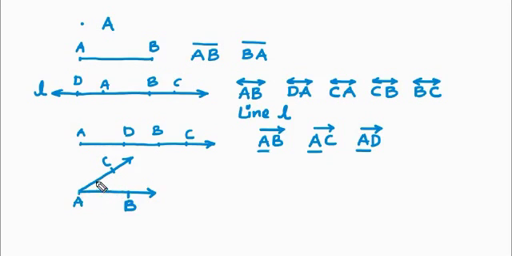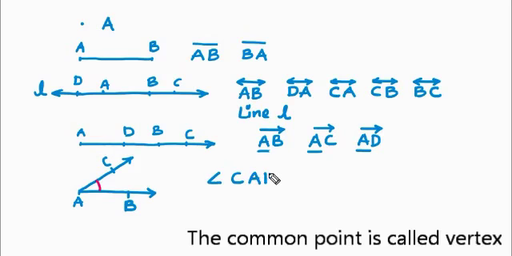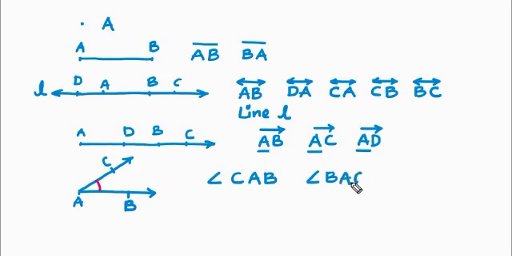In that case, the circular distance between them is called an angle, and this is called angle CAB, or it can also be called angle BAC. Now these rays are ever extending, so all this area between these two is called the interior of the angle, while this other area is the exterior of the angle.